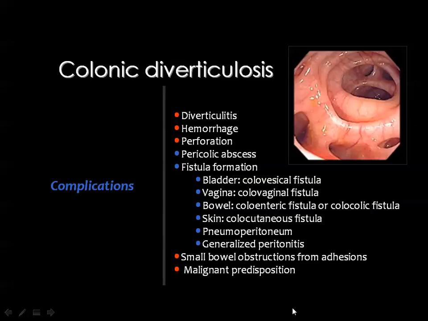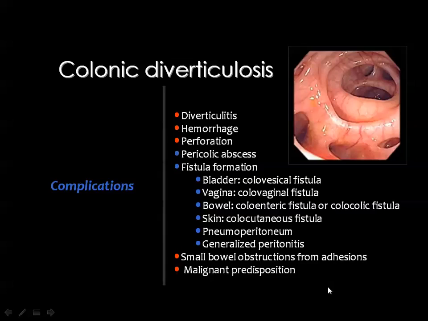Then there are a lot of complications of this diverticular disease, starting with inflammation, diverticulitis, hemorrhage, perforation, and the formation of pericolic abscess. Then fistulous communication, commonly with the urinary bladder, but may occur with the vagina, the small bowel, or the skin. Rupture of a diverticulum may lead to pneumoperitoneum, and rarely it may lead to generalized peritonitis. And you know that perforation of the diverticuli in the colon is usually slow, leading to localization of the inflammation adjacent to the colonic wall.